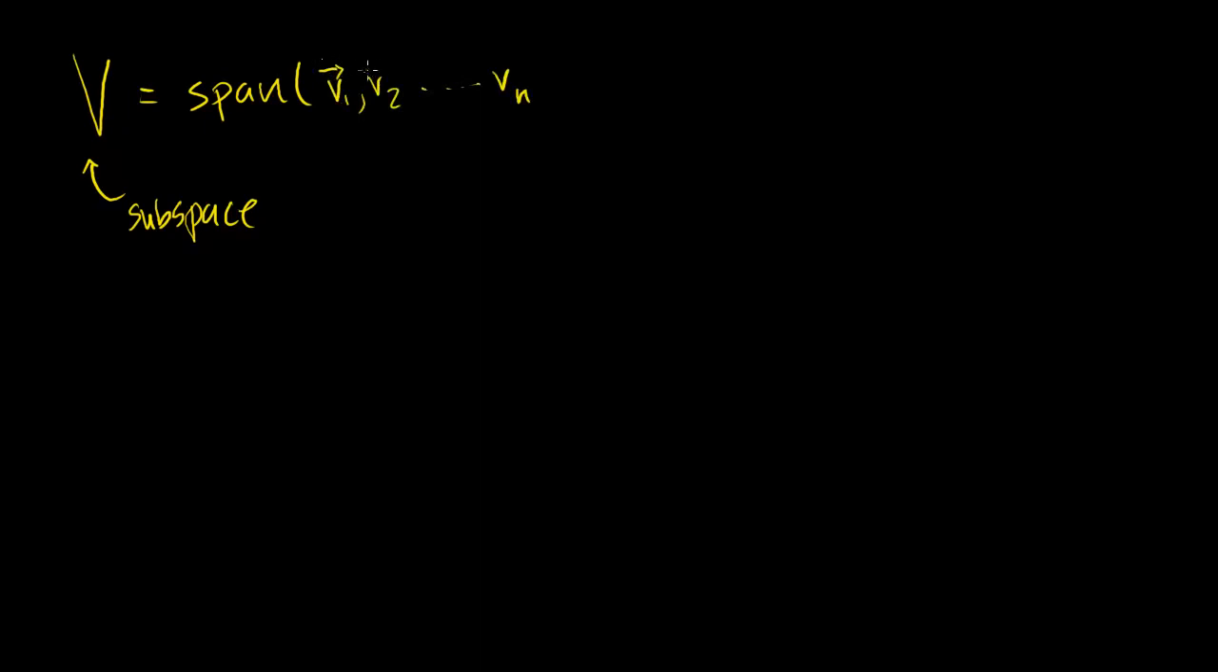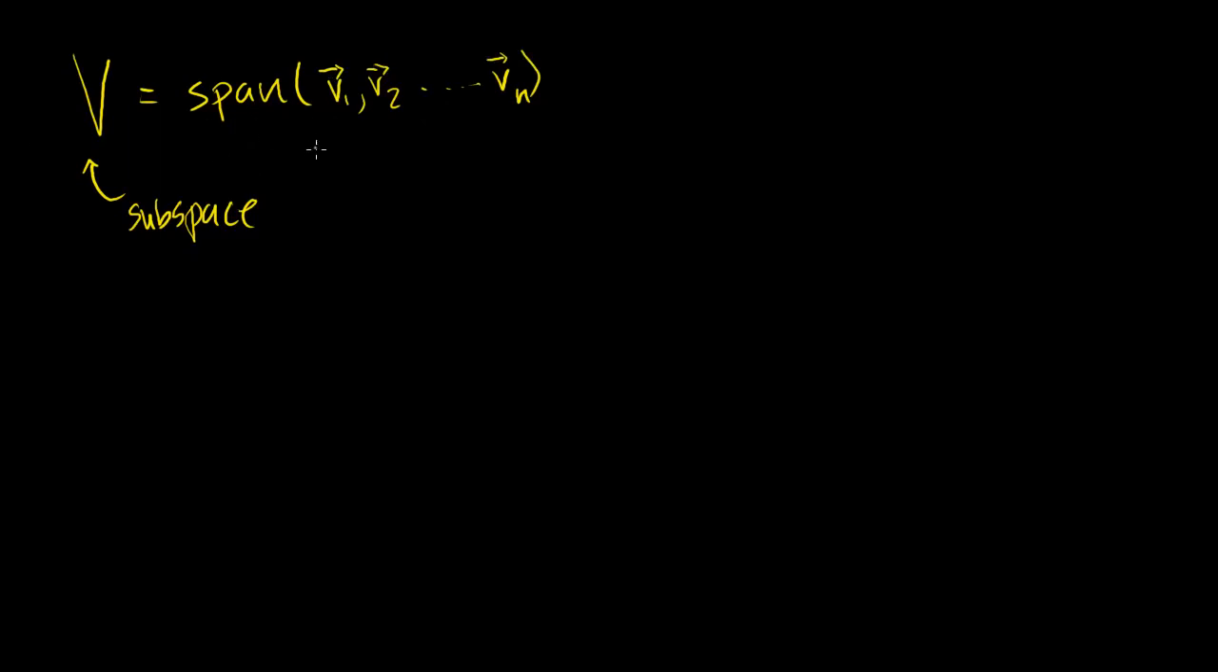Let's say I have the subspace V. And this is a subspace, and we learned all about subspaces in the last video. And it's equal to the span of some set of vectors. And I showed in that video that the span of any set of vectors is a valid subspace. So this is going to be the span of v1, v2, all the way to vn. So it's going to be n vectors. So each of these are vectors. Now let me also say that all of these vectors are linearly independent.